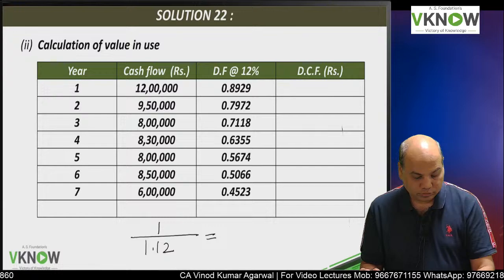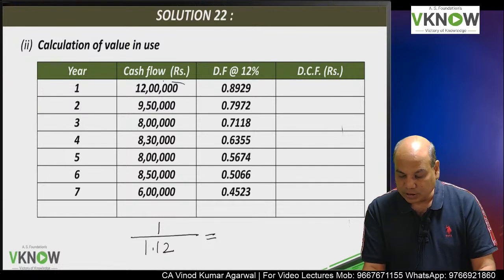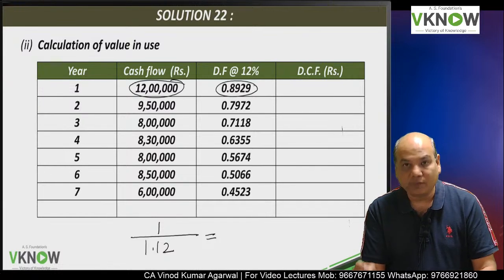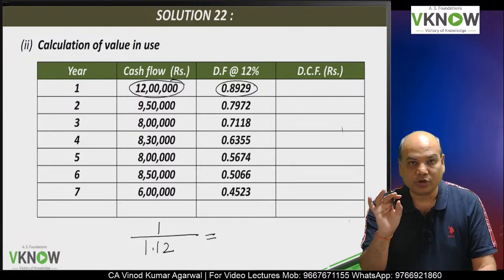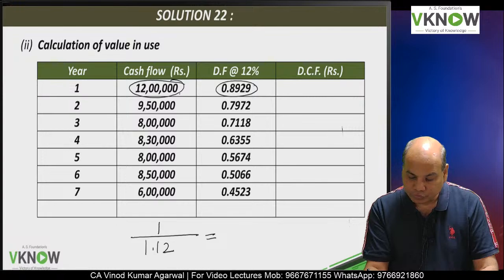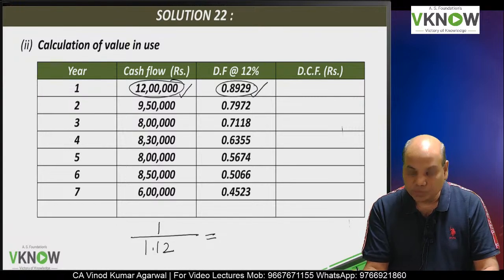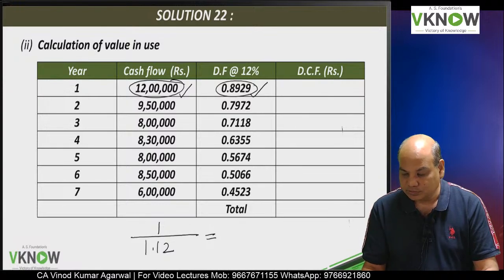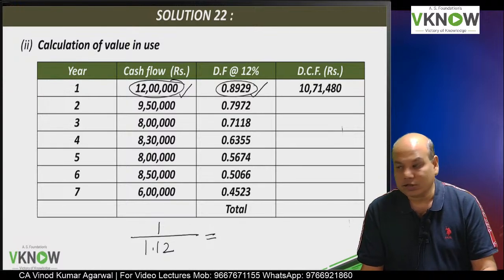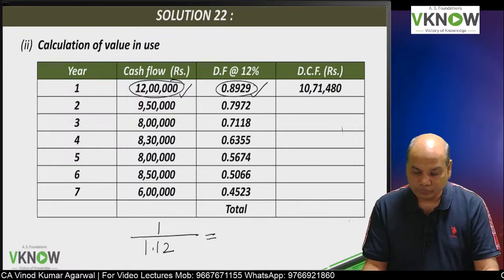Now you will have to multiply each cash flow by its discounting factor and add them. To do the calculation fast, use the memory plus function. 12 lakh into 0.8929, equal to, memory plus, you will get 10,71,480.